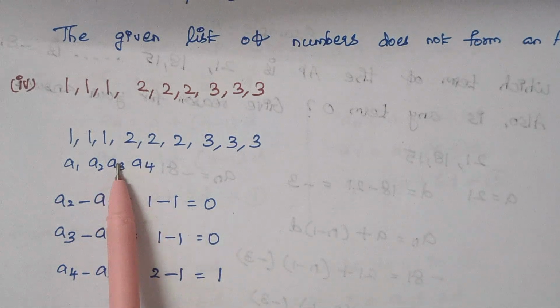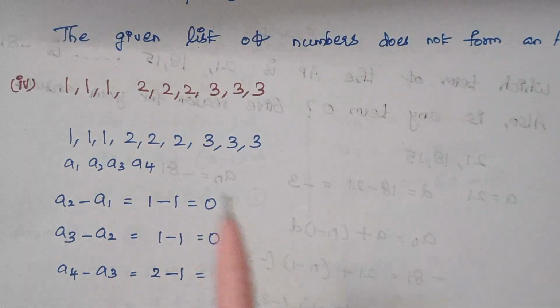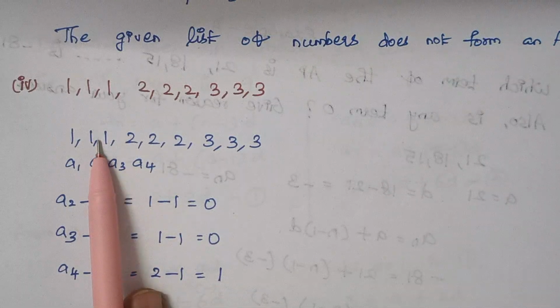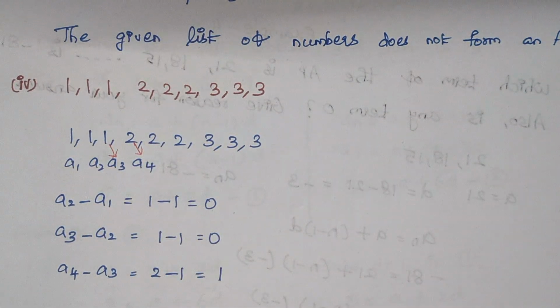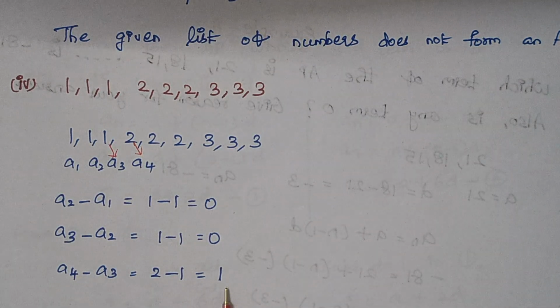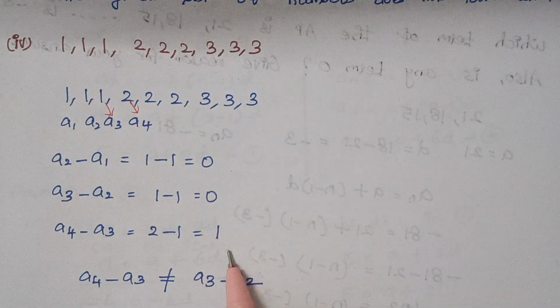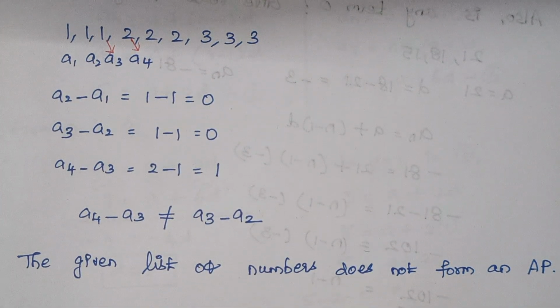And what is A3 minus A2? It is 1 minus 1, which is again 0. And what is A4 minus A3? It is 2 minus 1, right? So this is A4 and this is A3. It is 2 minus 1, which is equal to 1. So here again you see the common difference is 0, whereas here it is 1. So the difference is not equal. Therefore, the given list of numbers does not form an AP.